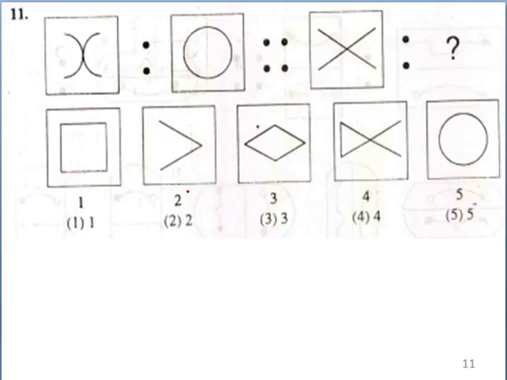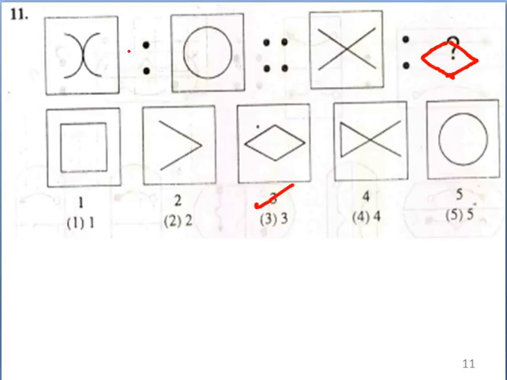Let us go for the 11th. See here, there are two semicircles given here and he joined a circle. Similarly, here these two are there. Tilt it like this and tilt this like this. I'm getting some closed figure like this. So which option is given? Option 3.